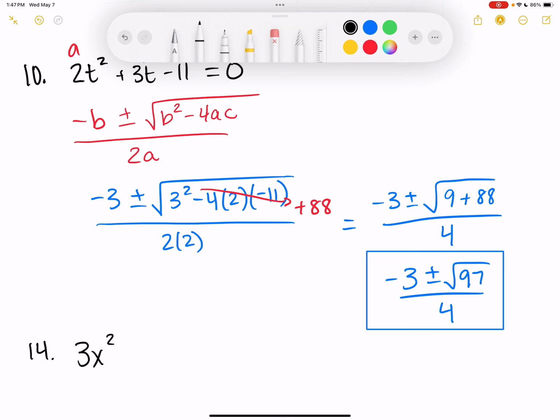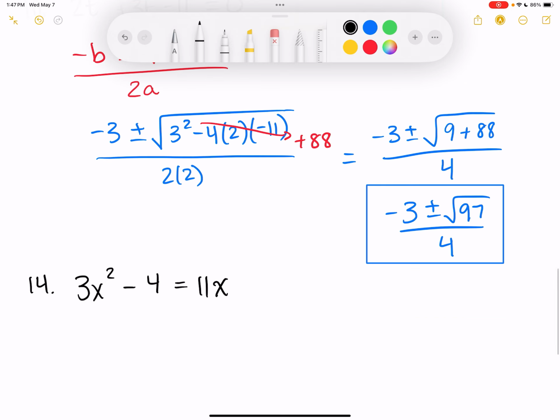3x squared minus 4x, no, just 4, equals 11x. What is different about this problem than the previous 3 that we've done? Where's the C? It doesn't equal 0. It's not equal 0, so what does that mean I have to do? Subtract it over. I need to move it over, so I'm going to move the 11x to the left.